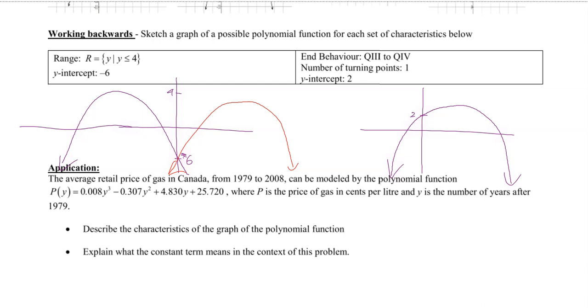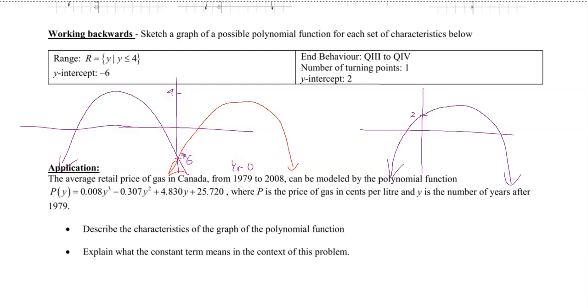Okay, last one. An application. The average retail price of gas in Canada from 1979 to 2008 can be modeled by the polynomial function p of y is 0.008 y cubed minus etc., where p is the price of gas in cents per liter and y is the number of years after 1979. A lot of times when we model things, we'll do it over a period of years. You really don't want to be putting 1979 into a function, and 2008 into a function. So what's best to do is to say, let's make 1979 year zero. And so y is the number of years after 1979.